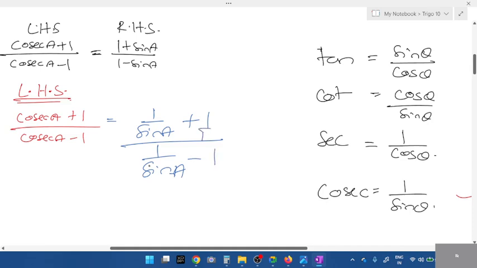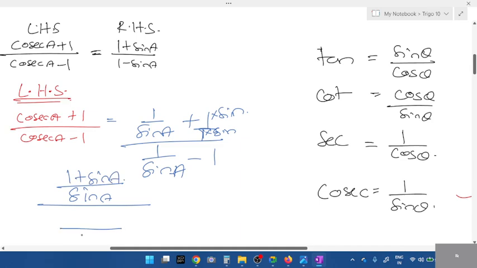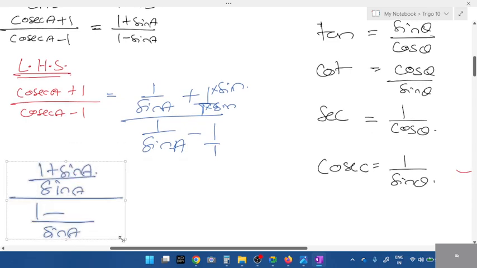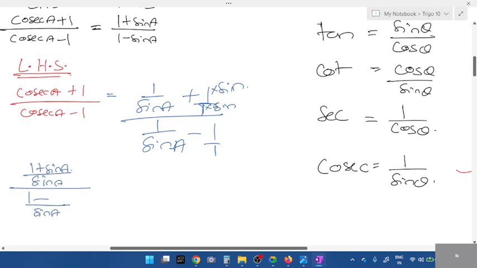Let us take LCM. What's the LCM for the numerator, students? Sine A is the LCM. You have to multiply into sine A. What do you get? 1 plus sine A. Tell me the denominator. LCM is sine A. What do you get? All of you will respond. 1 minus sine A.